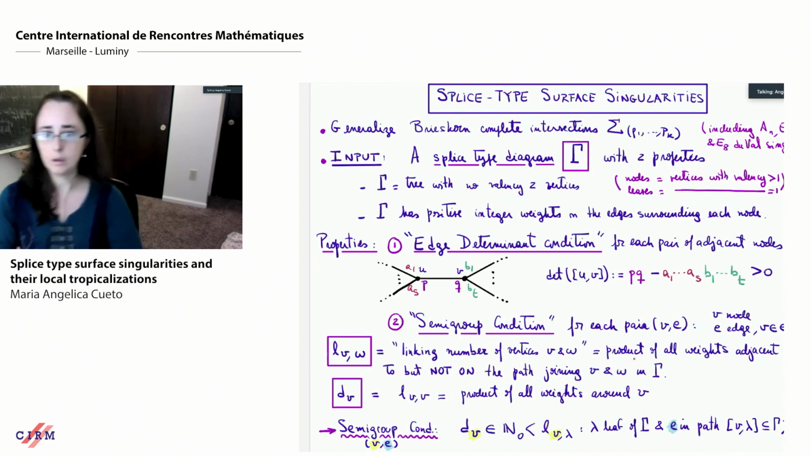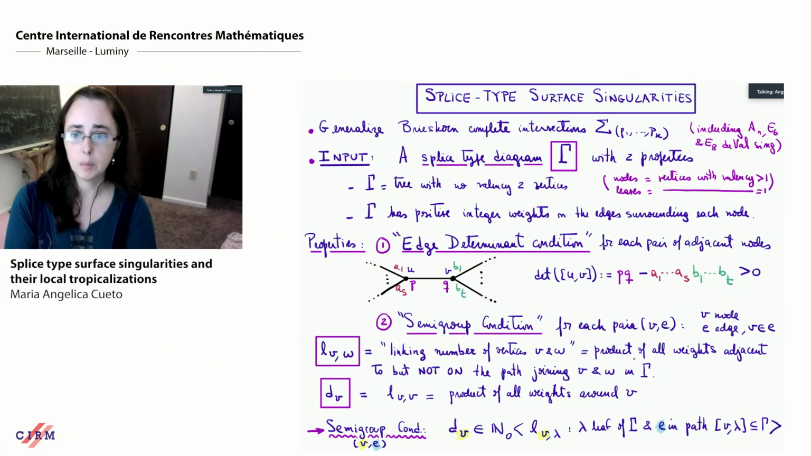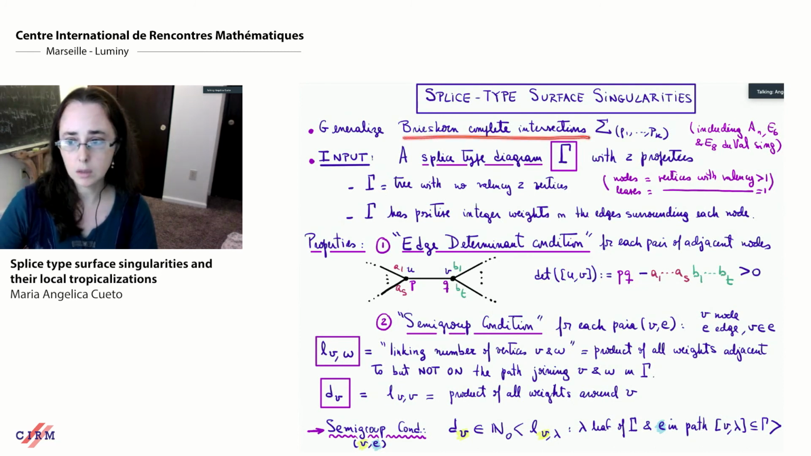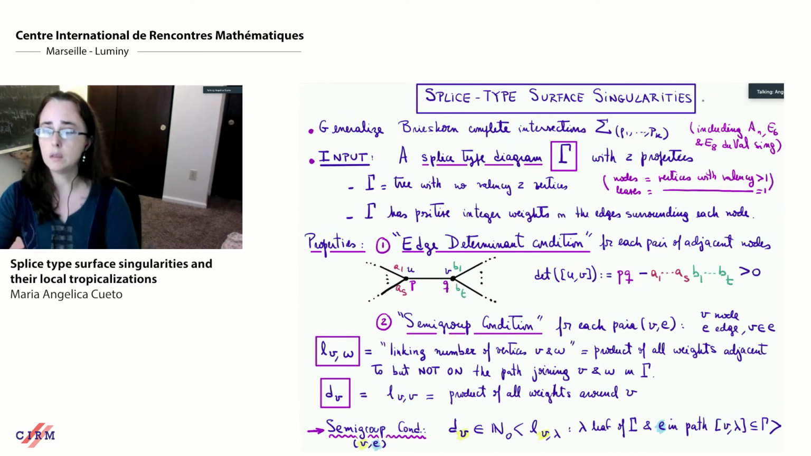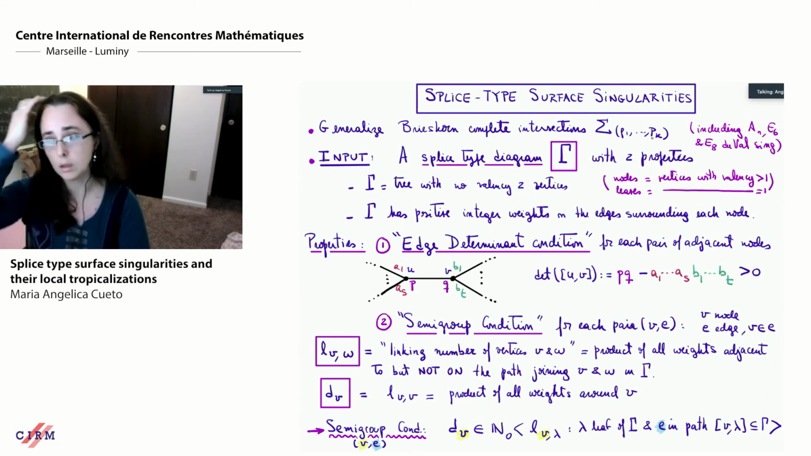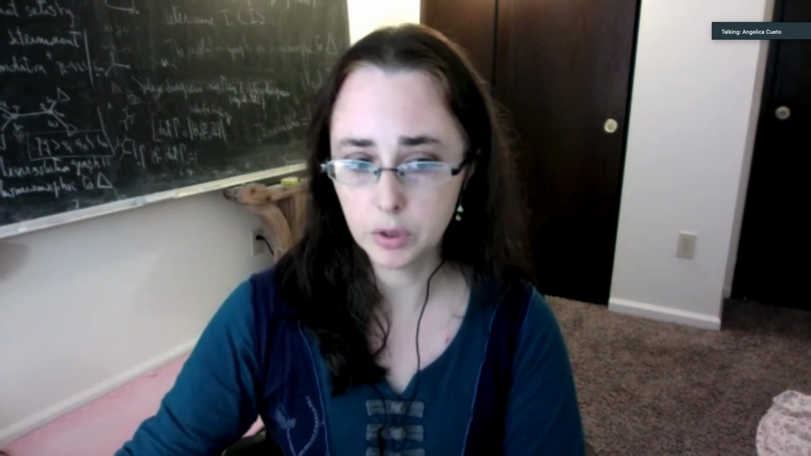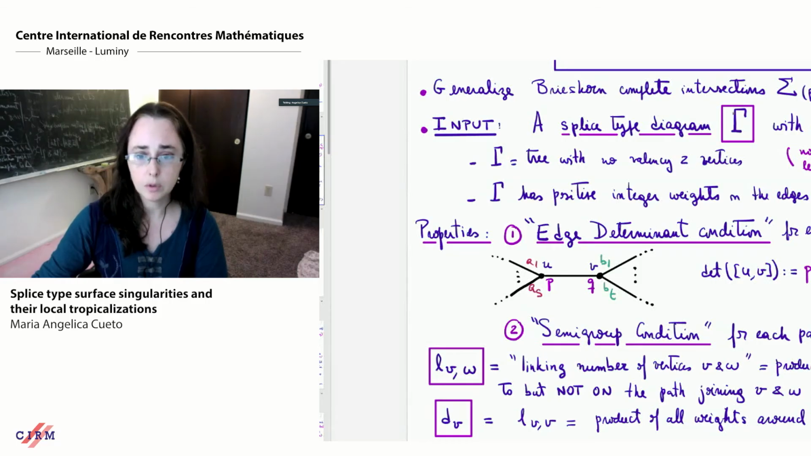First of all, I want to tell you what these splice-type surface singularities are. You might think of them as generalizations of Brieskorn complete intersections. This includes the A_n, E6, and E7 singularities in the classification by Du Val. My input is going to be a graph, which I'm going to call a splice-type diagram. It's going to have two additional properties that we'll discuss in a minute. But first, let's focus on the graph. As a graph, we're going to have a tree that has no valency 2 vertices. If there are any valency 2 vertices, we can ignore them.